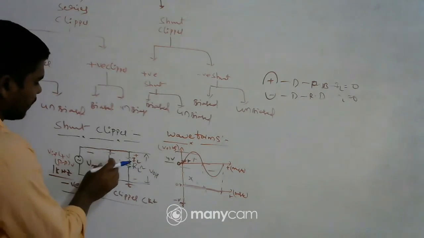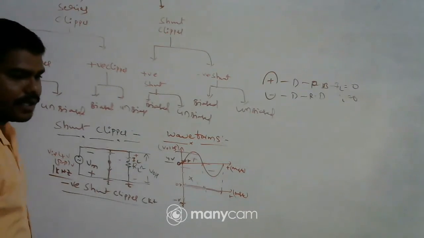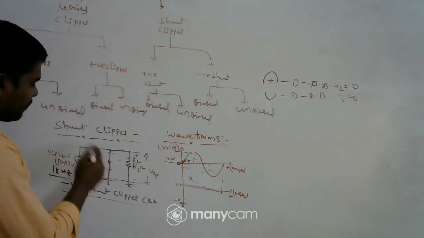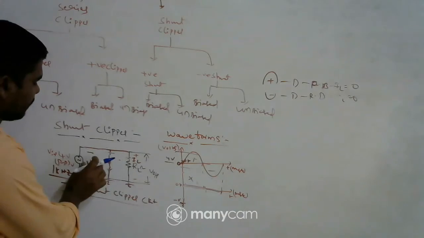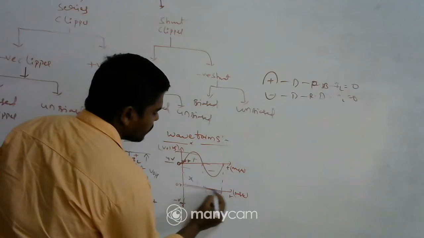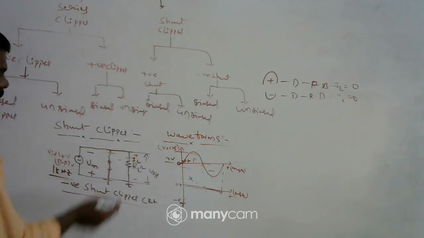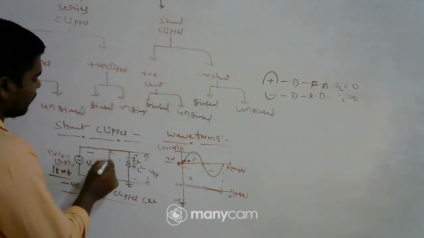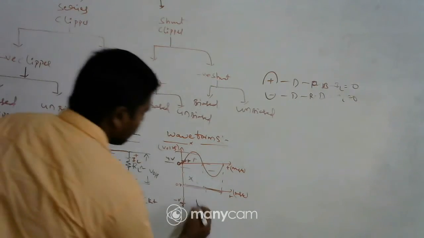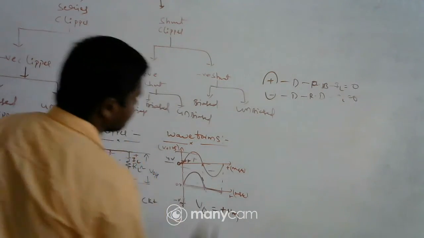For a negative half cycle, the diode becomes forward bias, and the diode current flows through the ground, which means the output voltage becomes 0. For what input signal here? For a negative half cycle, the output voltage is 0. Then next, when you apply the positive half cycle, the diode becomes reverse bias. Now what is the output voltage? The output voltage is equal to plus Vm.